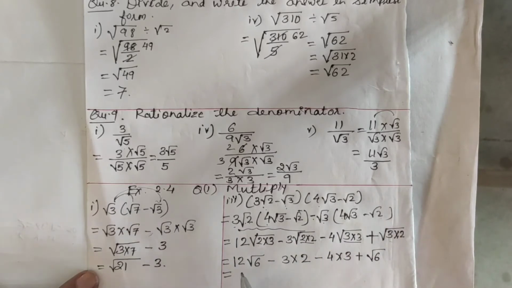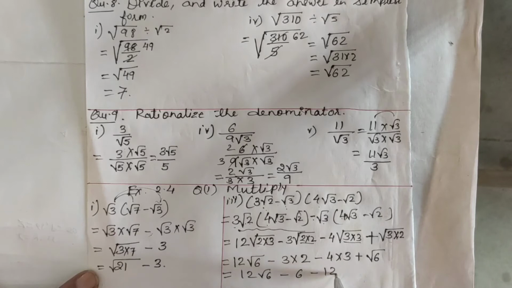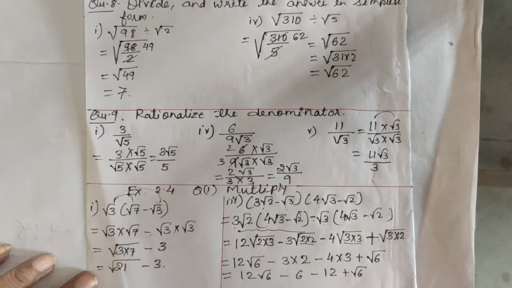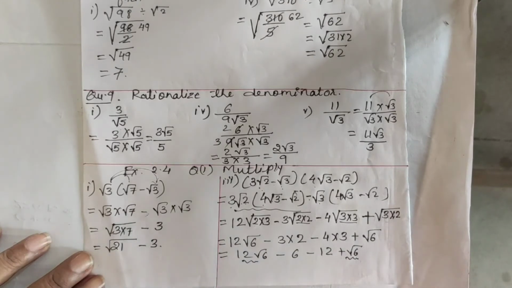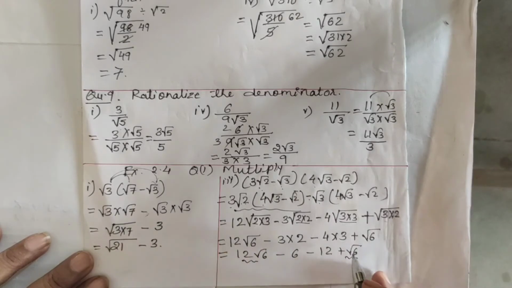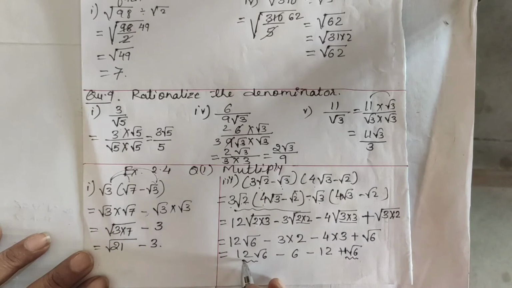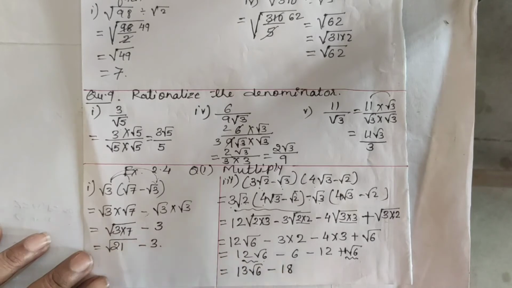So simplify. 12 root 6 minus 3 twos are 6 minus 4 threes are 12 plus root 6. Now children, see, 12 root 6 and root 6 are which type of surds? Like surds. And you know, addition and subtraction can be done on like surds. So here 12 is a rational number coefficient, and here no number, meaning 1. So 12 plus 1 becomes 13 root 6, and minus 6 minus 12 becomes minus 18. So this is the answer for your question.